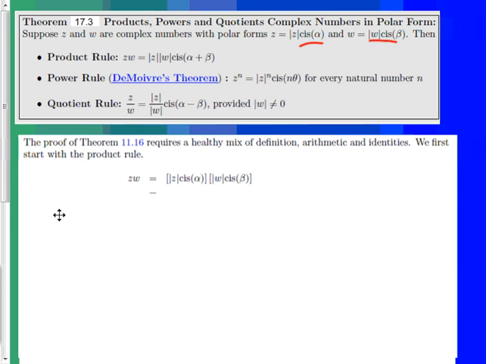So I want to back up a notch and say, here's a practice problem for you. Do you know how to take this and make it into cis form? Because if you don't, we got to start there.